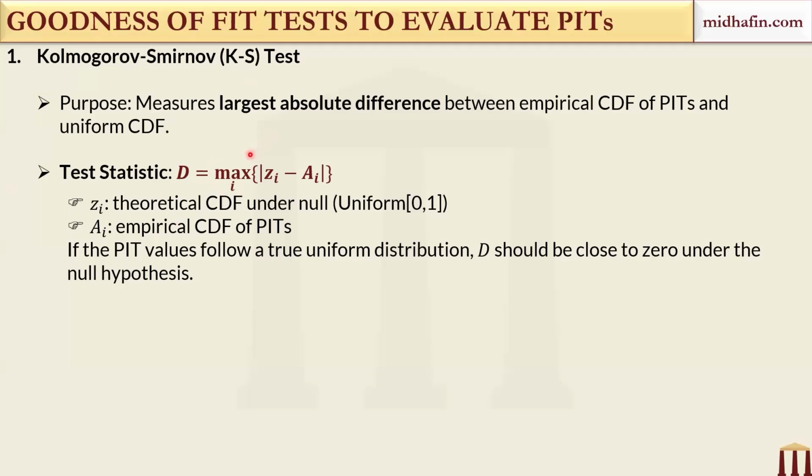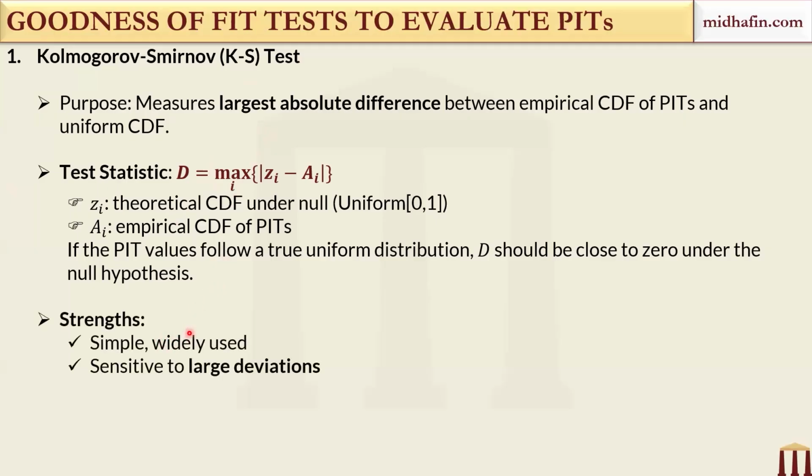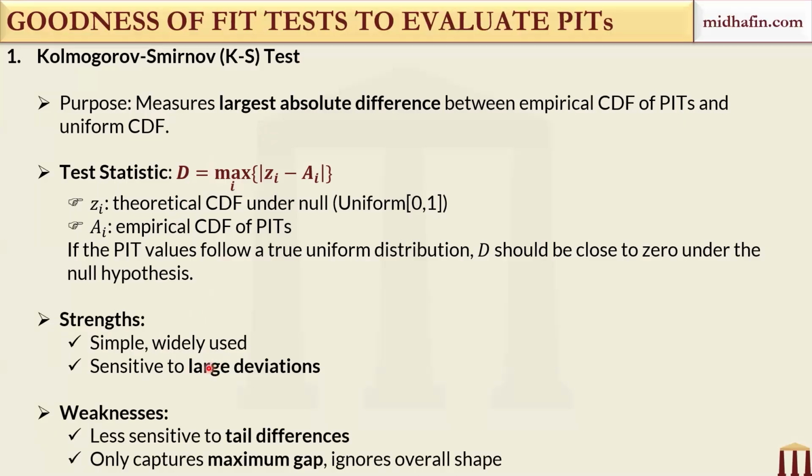Now, why is this KS test so popular? Because it's simple, widely used, and very good at spotting large deviations. But of course, it does come with some limitations. It is less sensitive to differences in the tails, which is often where financial risk hides in practice, right? It also picks the maximum gap, so it might ignore smaller but systematic shifts elsewhere in the distribution. This is why we'll see other tests like AD, Anderson Darling. They give more weight to those tails.